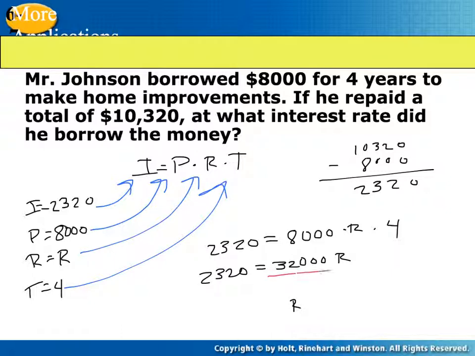How do you solve for R all by itself? Well, you have to divide by 32,000. After you divide, what do you come up with? You get a decimal of 0.0725. Now, remember, that's our decimal. How do I change it from a decimal to a percentage? Because remember, our interest rate is a percentage. How do you change 0.0725 into a percent? You get 7.25%. And you're done.